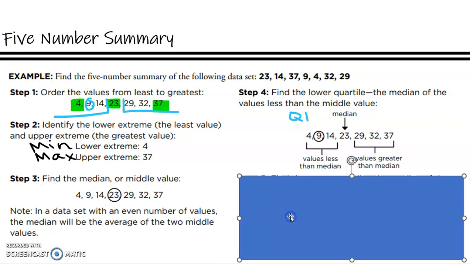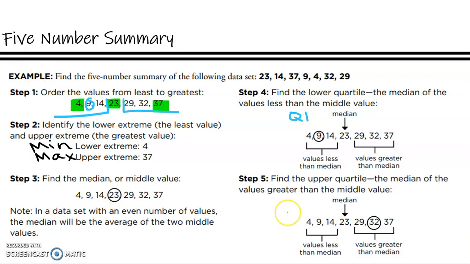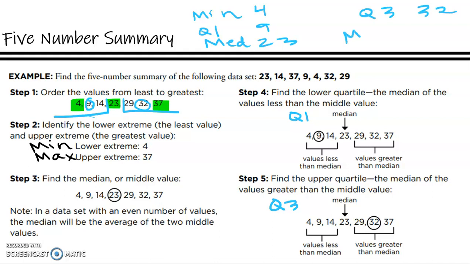And then step 5, last step, is to find the upper quartile, also known as Q3, the third quartile, and it is 32. So my 5-number summary is, my minimum is 4, my Q1 is 9, my median is 23, my Q3 is 32, and my maximum is 37.